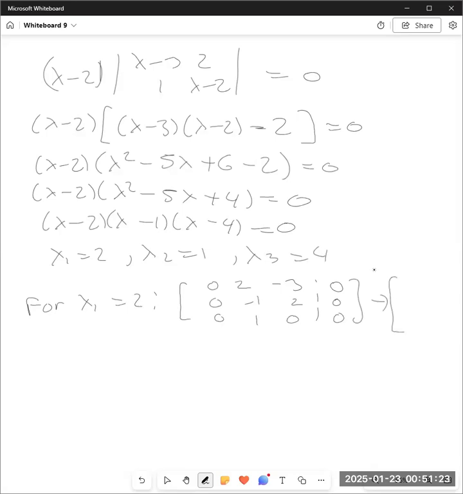So when we reduce to row echelon form, we get 0, 1, 0, 0, 0, 1, 0, 0, 0. This tells me that x2 is equal to 0 and x3 is equal to 0, but x1 is a free variable, that's t. So 1, 0, 0 is my eigenvector. I'm going to pull out my factor of t.